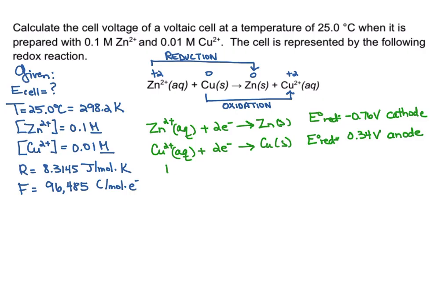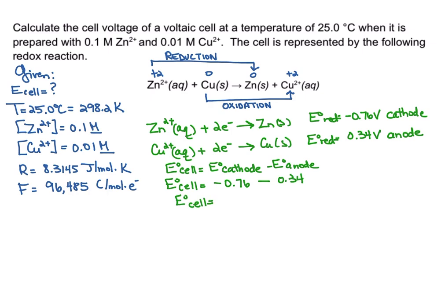So the next thing we want to do is calculate the standard cell potential, which is cathode minus anode. I'm going to go ahead and plug in my numbers. And this is going to give me negative 1.10 volts.